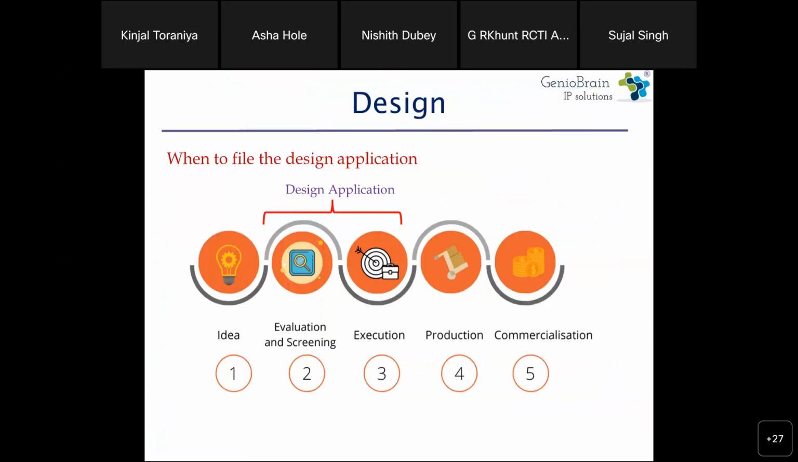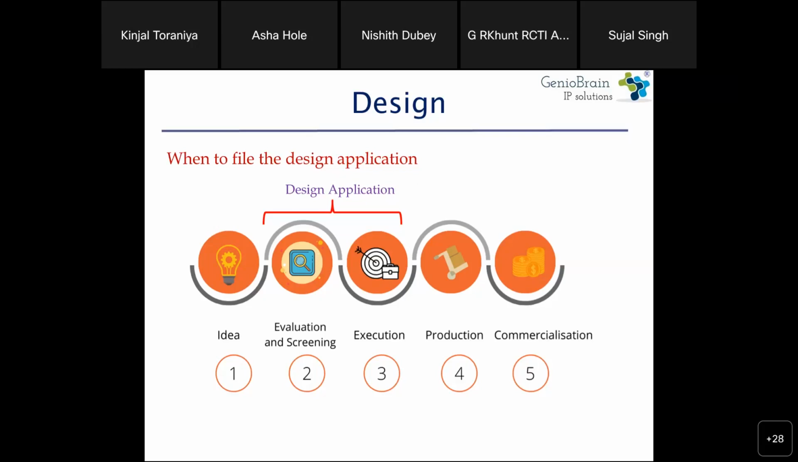So in our whole journey from innovation to commercialization, where should the design fall? Design falls before production. Am I right? Once you have an idea, you have evaluated and screened it, and you execute it. In that execution stage, your design application falls before starting the production, right? आपकी जो pilot batch है tablet या capsule की, you have decided which shape you have to give to that tablet or capsule. So before production, your design application should be filed. Again, it will help you to gain a competitive edge. After commercialization, you cannot file a design application.